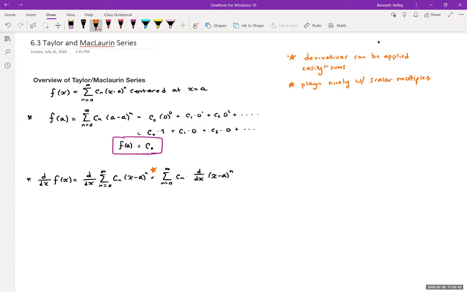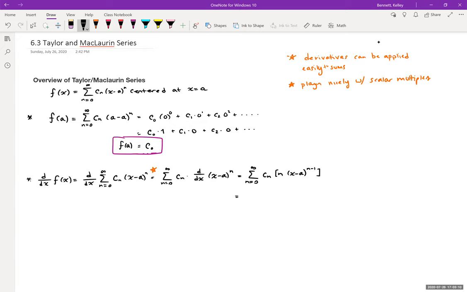And it's really easy for me to take the derivative of x minus a to the n with respect to x because we can just apply the power rule. So what happens here is that we get the sum from n equals 0 to infinity, c sub n, and then the power rule says that this should just be n times x minus a to the n minus 1. And so that's the first derivative of this power series.